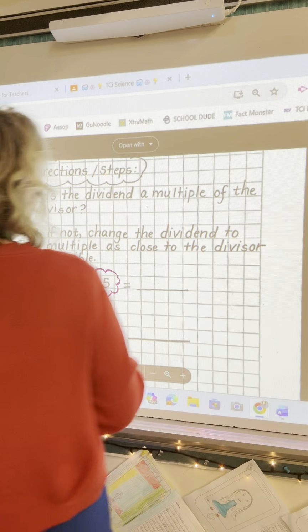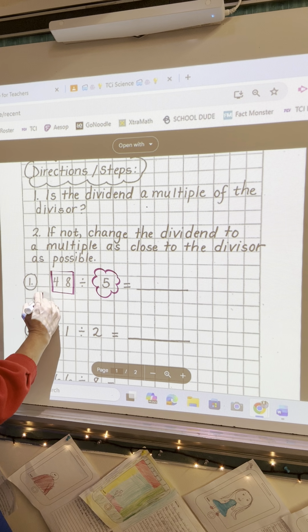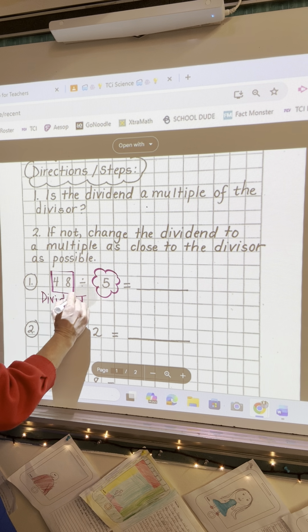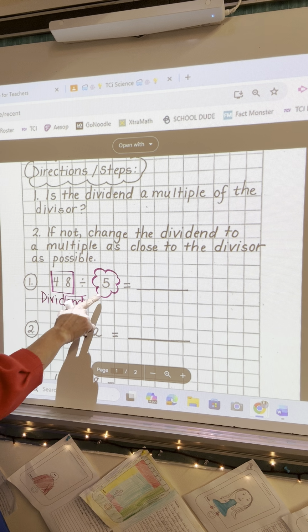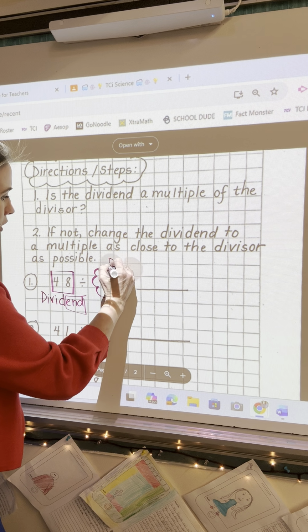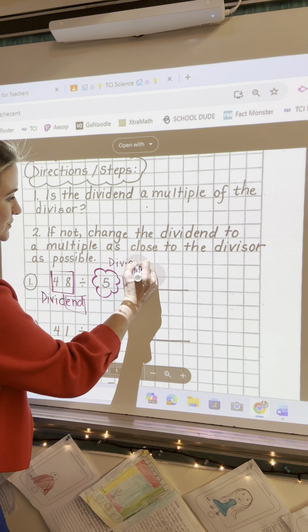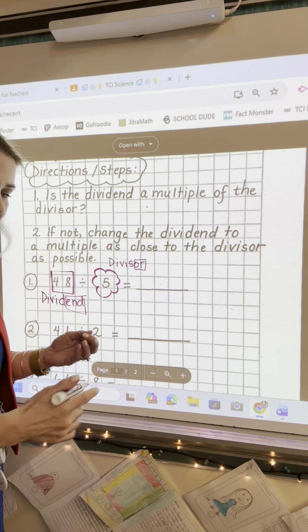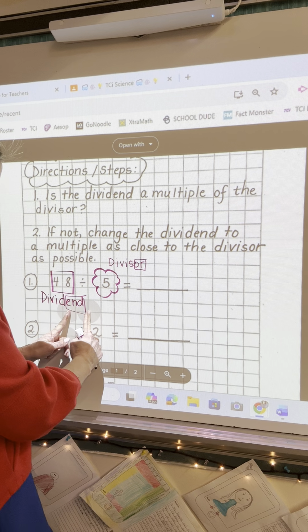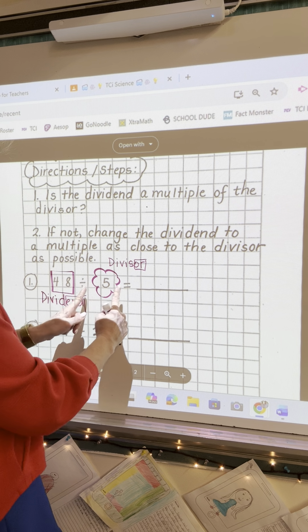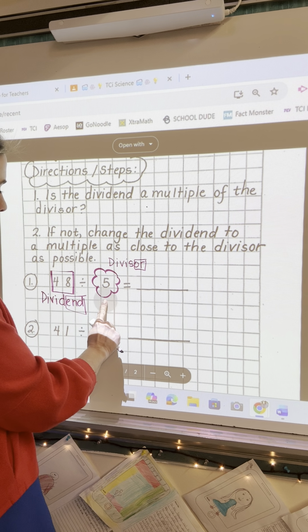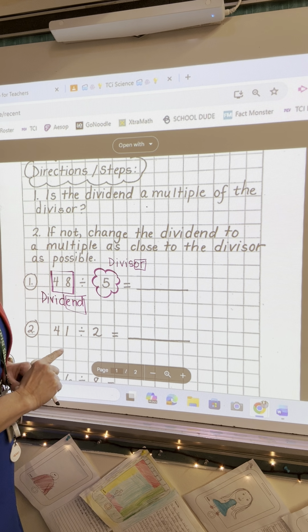Well, I reviewed with the kiddos that a dividend ends with the word "end," which is a three-letter word, a little bit bigger. And we also reviewed that the smaller number is called a divisor, which is a two-letter word. This is how I remember and teach the kiddos: in dividend, the word "end" is larger, so it's the larger number, and the divisor is the smaller number in our division problem that we're dividing by.